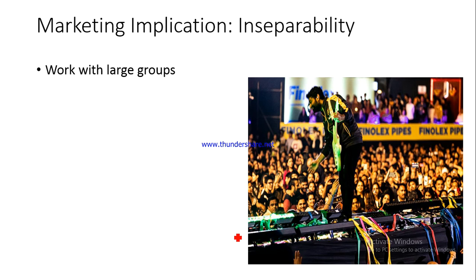Now have a look at this particular entertainment show. This particular artist, Arijit Singh, has to be there if somebody wants to watch his live concert. So he cannot be separated. He is a service provider, and the service provider cannot be separated from the service delivery process. He has to be there. The service delivery process is the process of singing, entertaining people. So he has to be there whenever you have to entertain somebody, right?